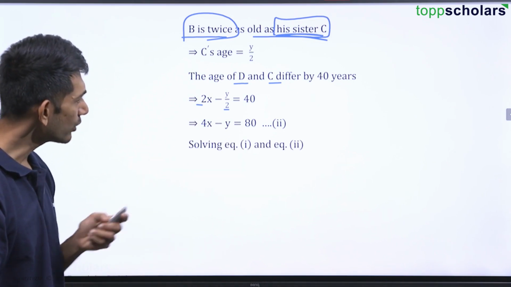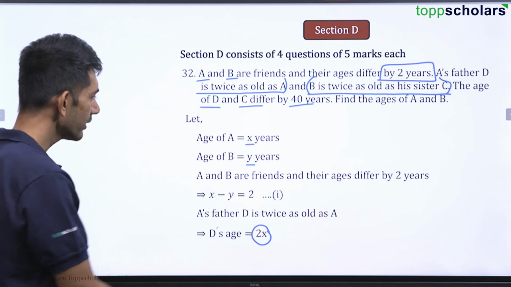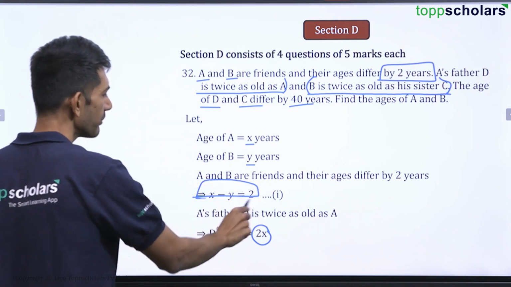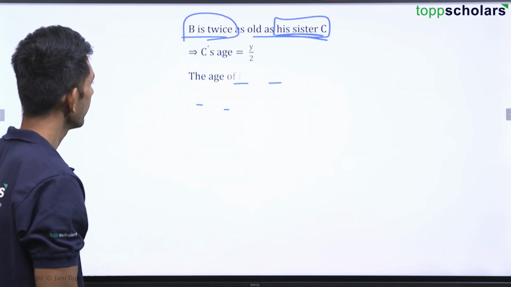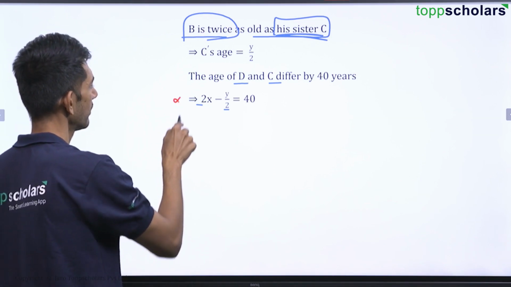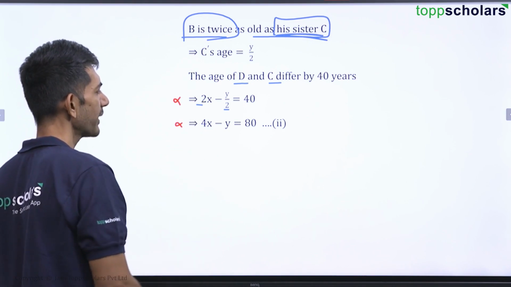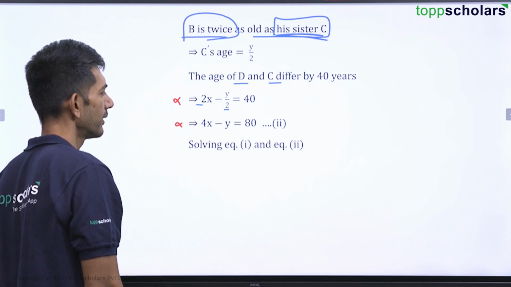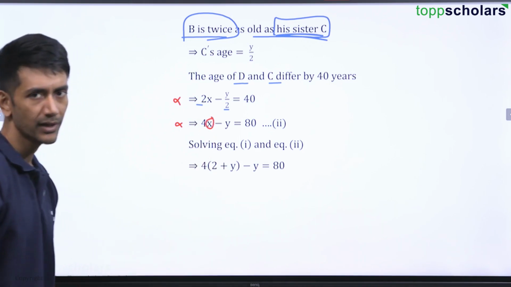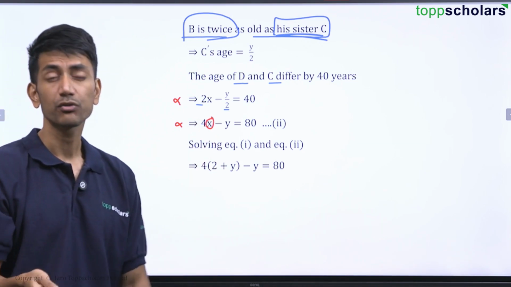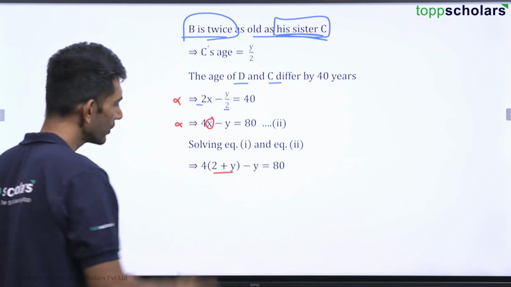Now equation 1 and 2 we can solve, but what was equation 1? Equation 1 was over here, that the ages of A and B differ by 2. So we have 4x minus y is equal to 80, and x is y plus 2, right? X minus y is 2, so x will be y plus 2. So 4 into y plus 2 minus y is equal to 80.